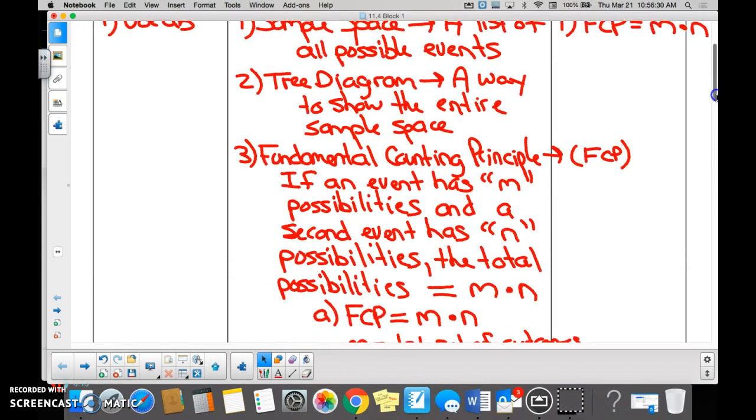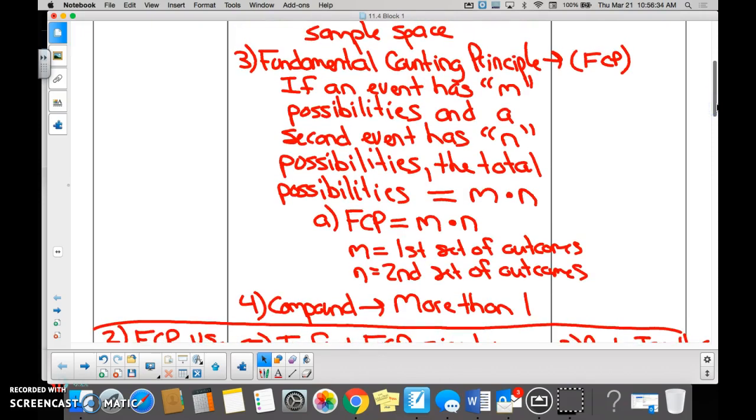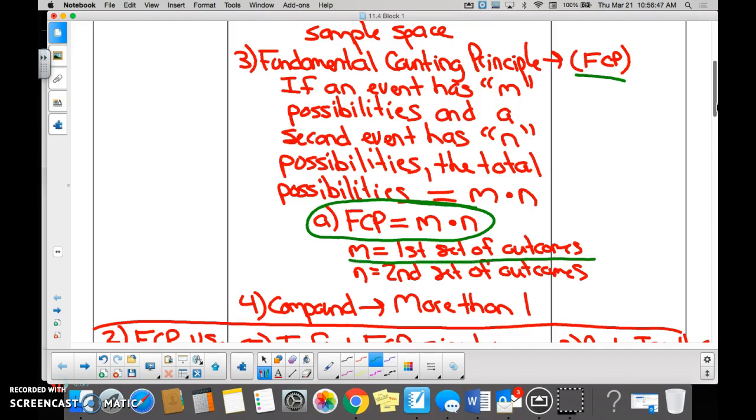It's a list of all of the possible outcomes. Tree diagrams we're going to see in a bit. Fundamental counting principle, we abbreviated to FCP. The fundamental counting principle is a formula. It's on your cheat sheet. It's M times N. Everybody, what does M represent? The first set of outcomes. What does N represent? The second set of outcomes. Could there be a third, a fourth, or a fifth set of outcomes? Yes. So this M times N could go on. And we actually will show that here in a second.